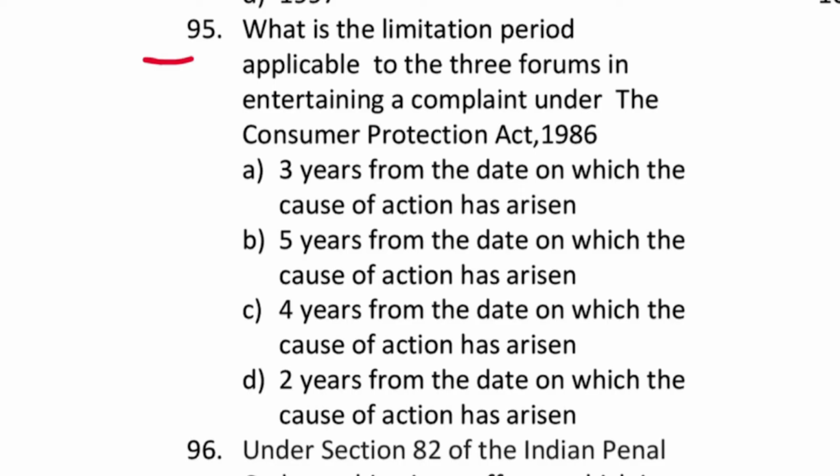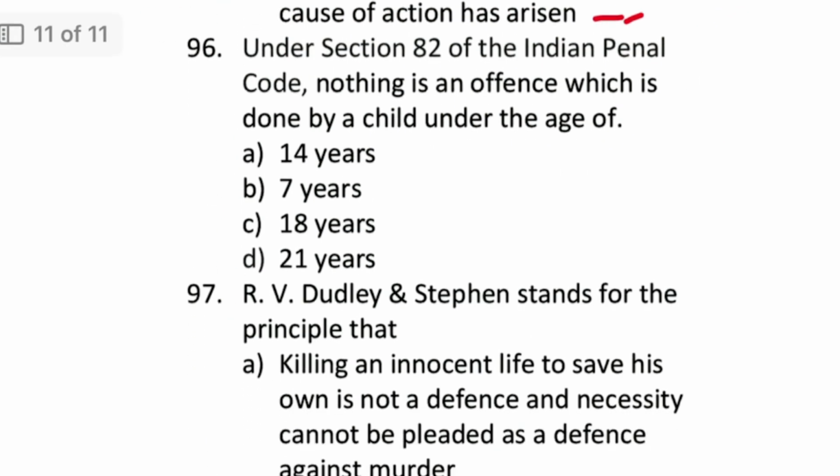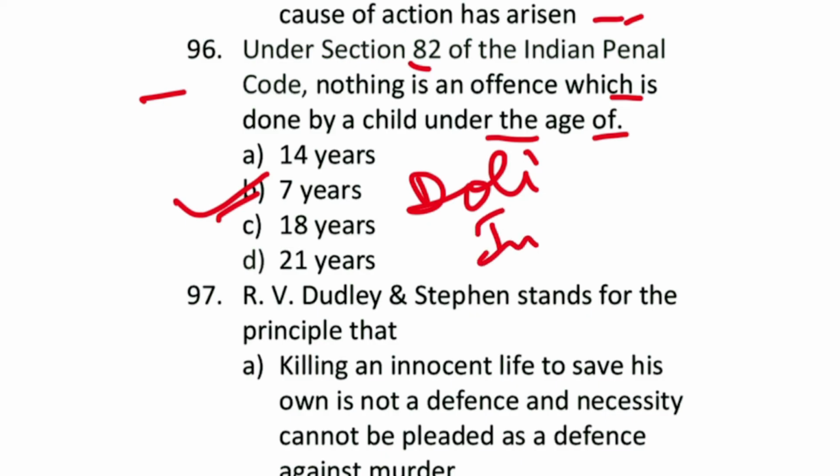Next 95, what is the limitation period applicable to the three forums in entertaining a complaint under the Consumer Protection Act? देखिए नए एक्ट में 1 year from date of cause of action है ये, तो ये ऑप्शंस गलत हो गए. नया एक्ट 2019 का आ चुका है. Next 96, under Section 82 IPC, nothing is an offense which is done by a child under the age of 7 years. क्या बोलते हैं इसको? Doli incapax.